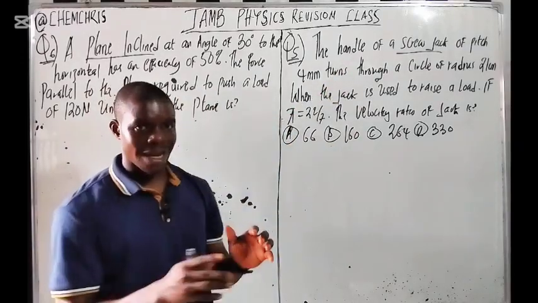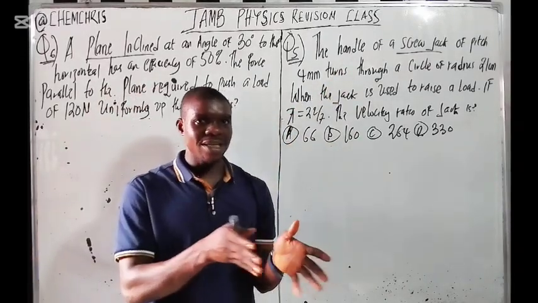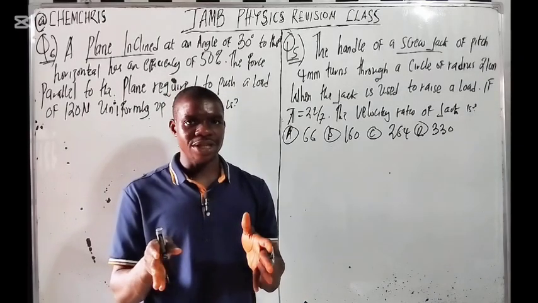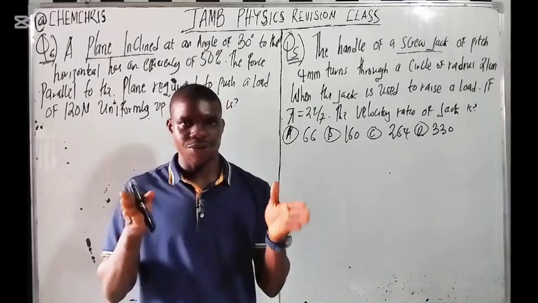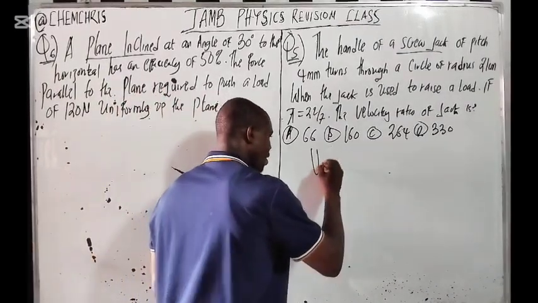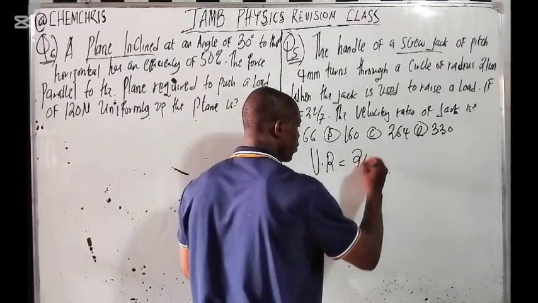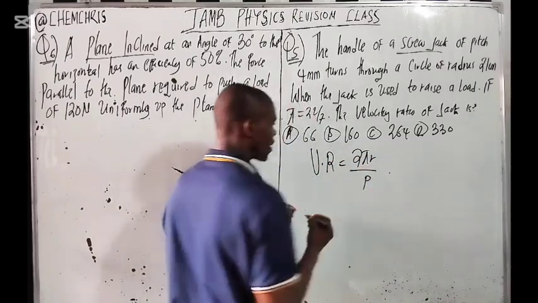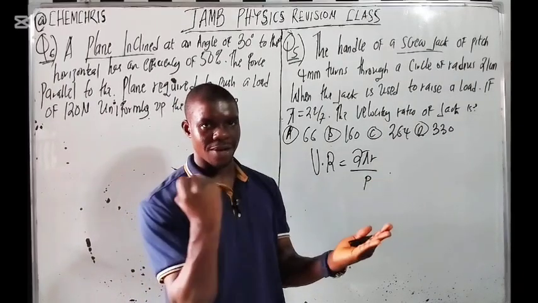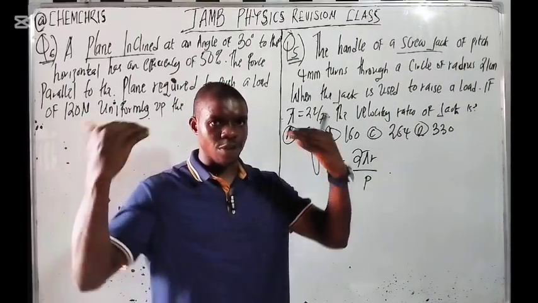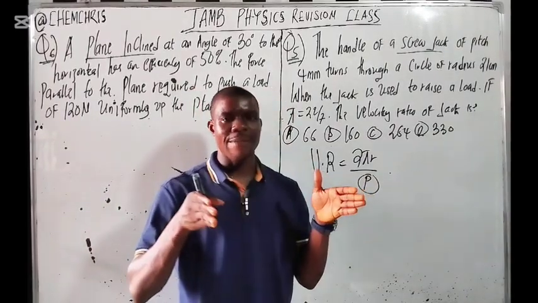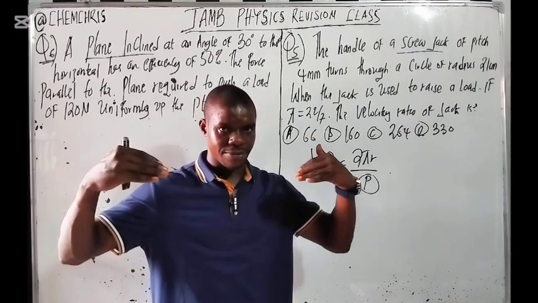Now when it comes to screw jack, remember efficiency and mechanical advantage, the formulas remain the same. The only difference between all the machines is their velocity ratio. So the velocity ratio of a screw jack is V R equal to 2 pi R over P, right? R is the radius, which is the length of the tommy bar, while P is the pitch. Do you understand? Both of them are measured in meter.